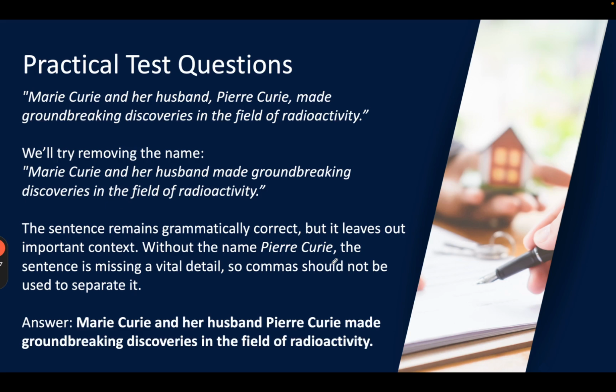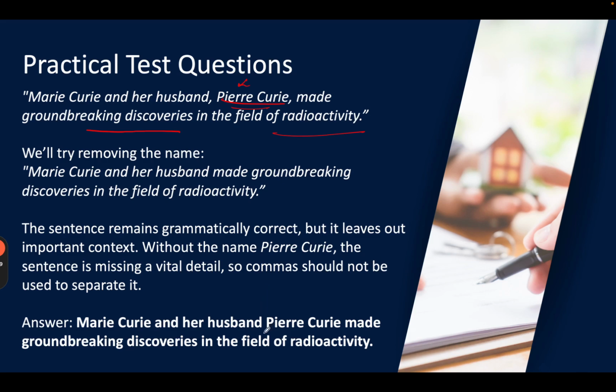Now let's look at some more questions. Marie Curie and her husband Pierre made groundbreaking discoveries in the field of radioactivity. Now two commas are being placed over here. Remove the name. Just simply remove this. What do I have? Marie and her husband made groundbreaking discoveries in the field of radioactivity. Now, removing the name from here, it implies that the husband is not important, right? It's not important. It's only Marie that we need to know. But that's not true, correct? We are talking about groundbreaking discoveries in the field of radioactivity done by both of them. So the name is a pretty crucial part of the sentence.